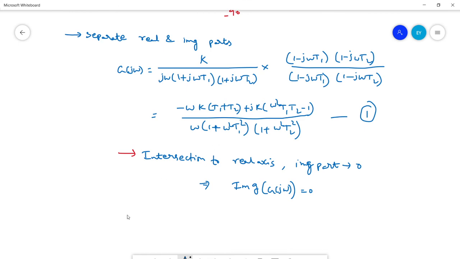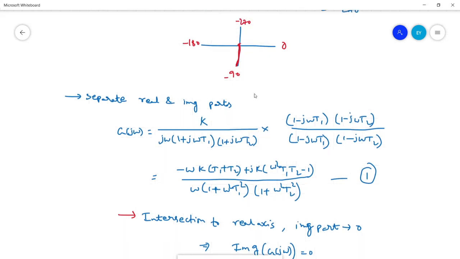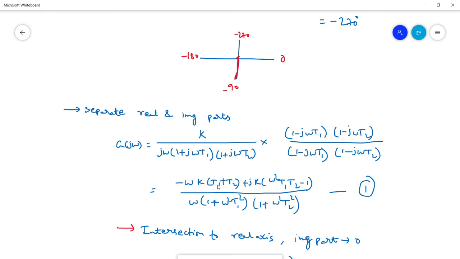If you observe the plot, at omega equal to 0 the plot starts at infinity, and tending to 0 the angle it makes is minus 270 degrees. If you want to know the point where the plot intersects the real axis, since it starts on the y axis at minus 90 degrees, it will definitely intersect the real axis.